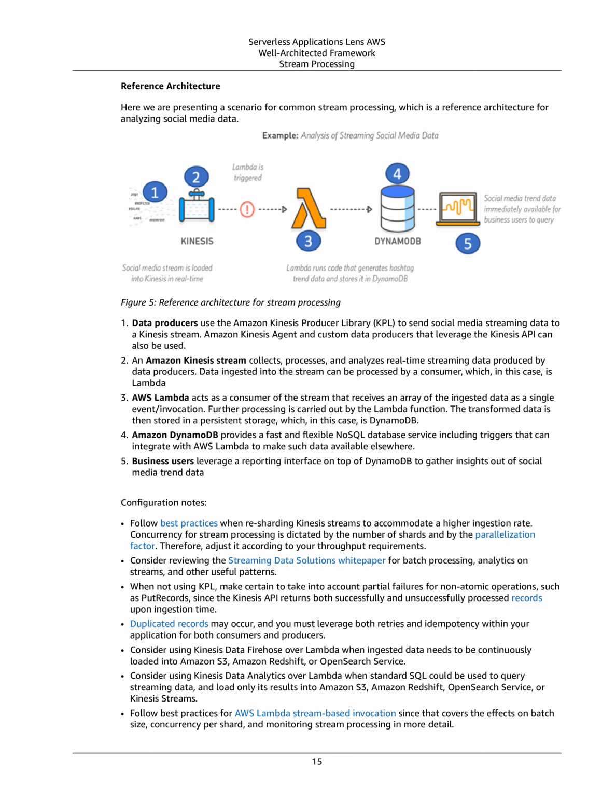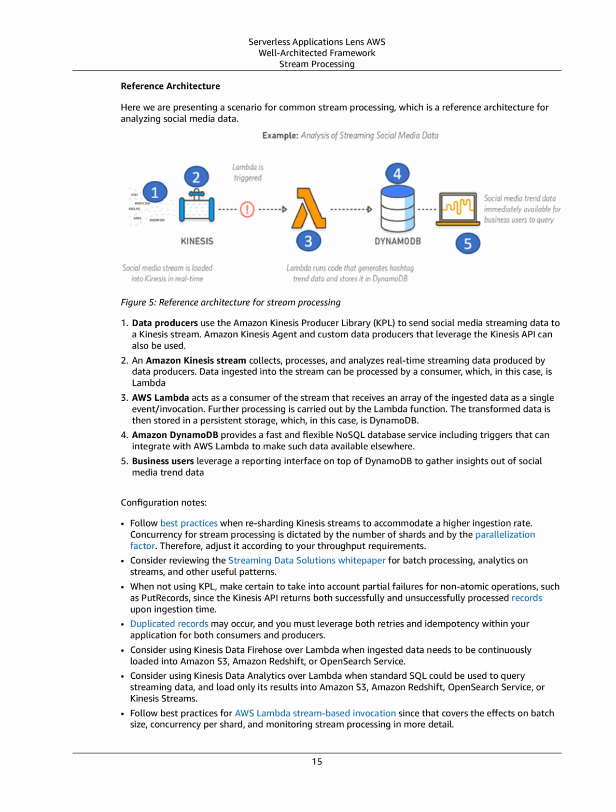Further processing is carried out by the Lambda function. The transformed data is then stored in a persistent storage, which, in this case, is DynamoDB. 4. Amazon DynamoDB provides a fast and flexible NoSQL database service including triggers that can integrate with AWS Lambda to make such data available elsewhere. 5. Business users leverage a reporting interface on top of DynamoDB to gather insights out of social media trend data.